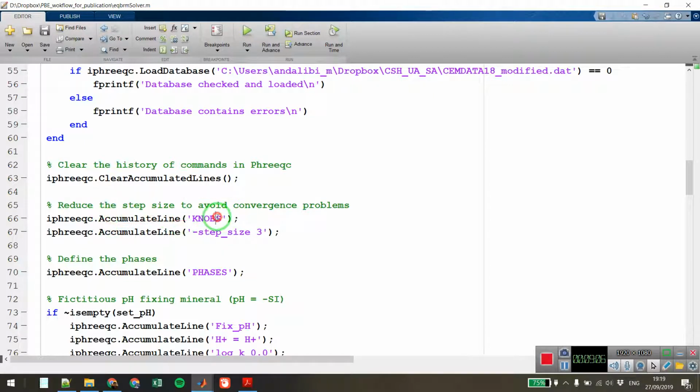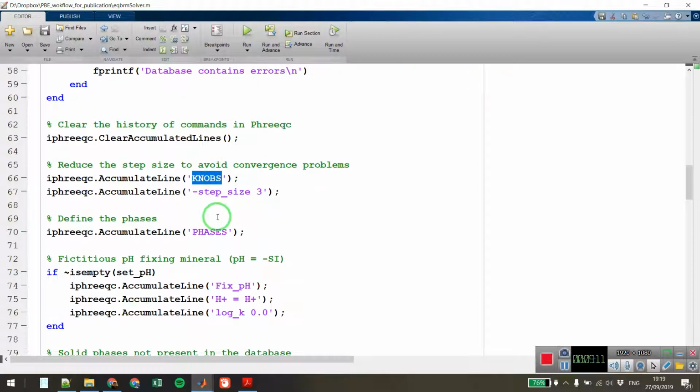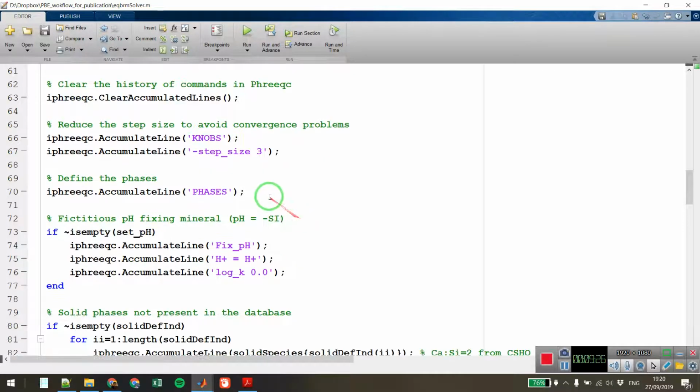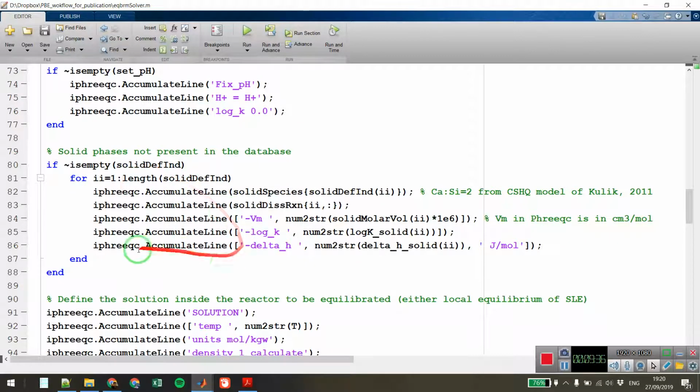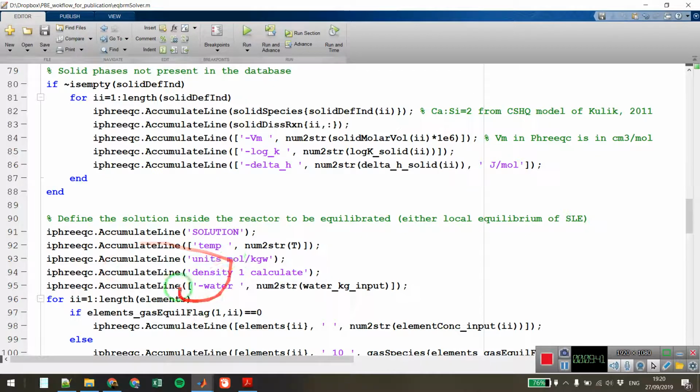Then here we have a setting for knobs, which essentially controls the step size PHREEQC takes at each iteration, and by reducing that from the default value of 100 to 3, we managed to avoid convergence problems that you sometimes encounter with PHREEQC. Then we define the phases. If we have fixed pH, we have to define a fixed pH phase. Then we have to also define solid phases, if any. Then we have to define the initial solution.